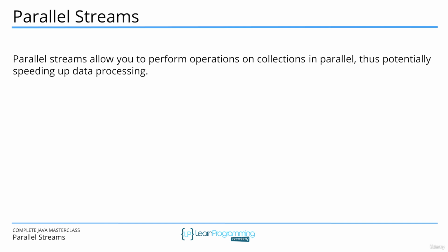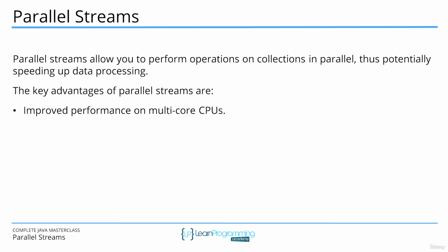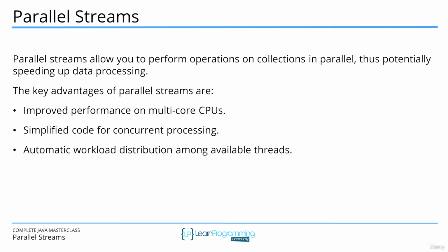Parallel streams were introduced in Java 8 along with serial streams. They allow you to perform operations on collections in parallel, thus potentially speeding up data processing. The key advantages of parallel streams are improved performance on multi-core CPUs, simplified code for concurrent processing, automatic workload distribution among available threads.